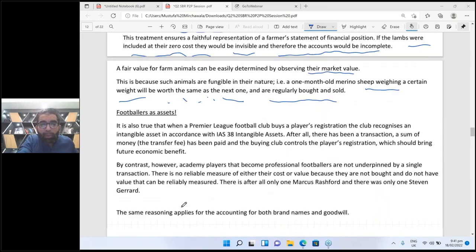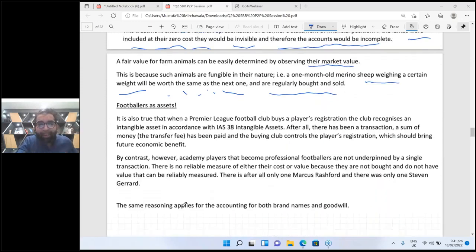It is also true that when a Premier League football club buys players, see, Premier League football clubs have two options. From two sources they get players. The first source is directly from the external world, from other teams. In that case they have to pay, and this is a proper transaction.